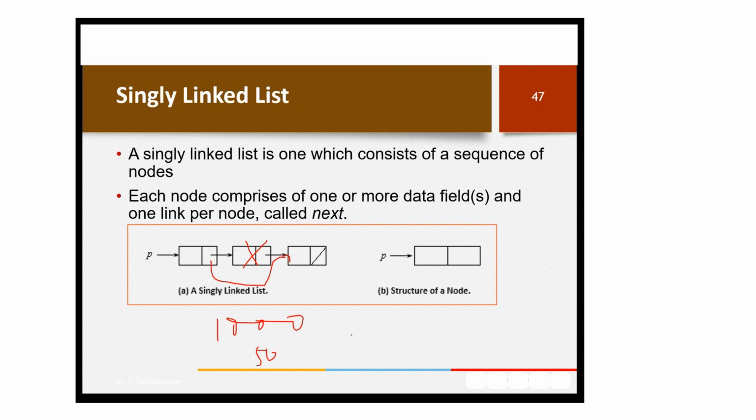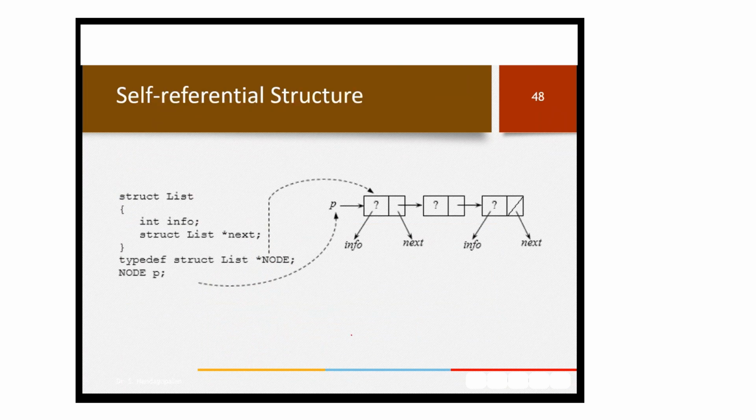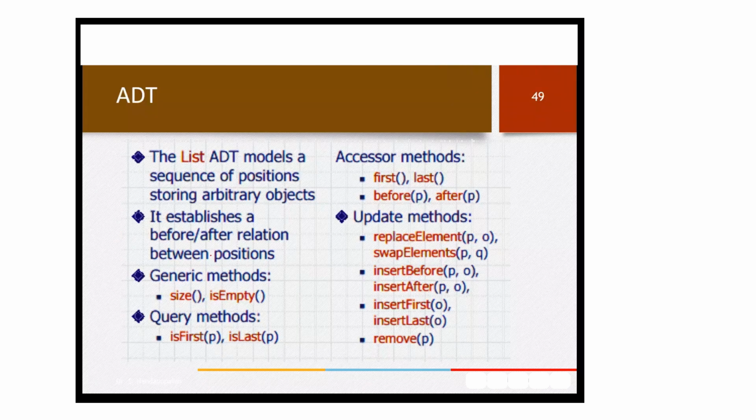So the remaining 950 is wasted that way. This comes under self-referential structure. You would have studied in C language that this is self-referential, because before the completion of the definition of the structure list, it actually uses this definition. Such kind of declarations, we call self-referential.